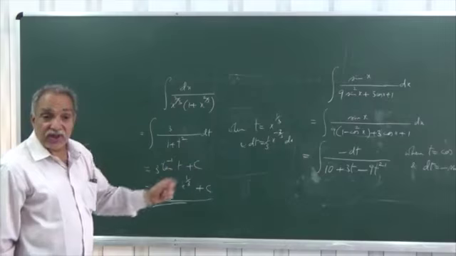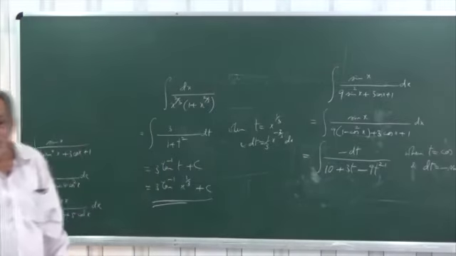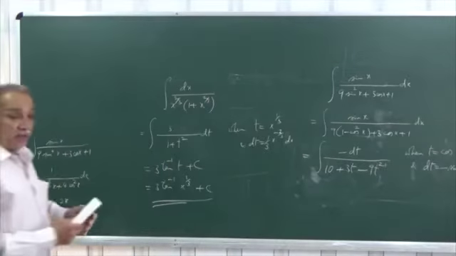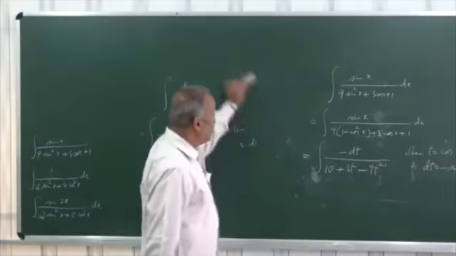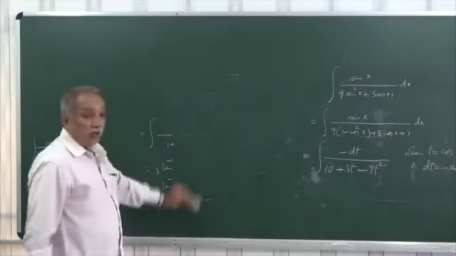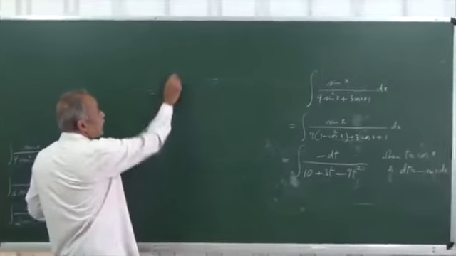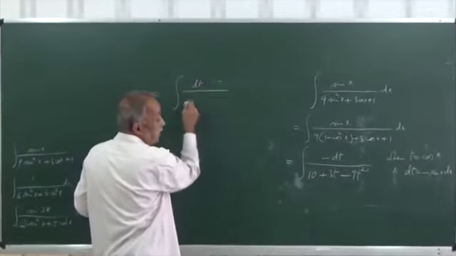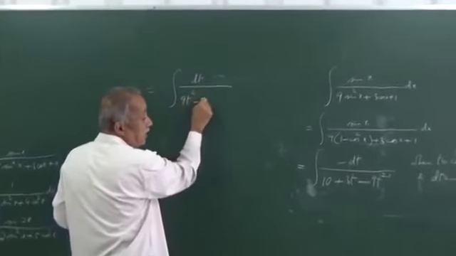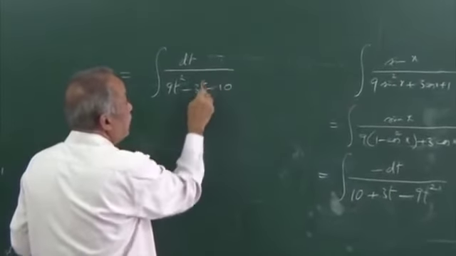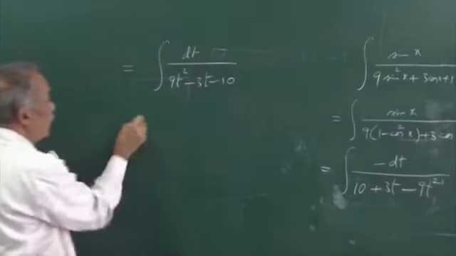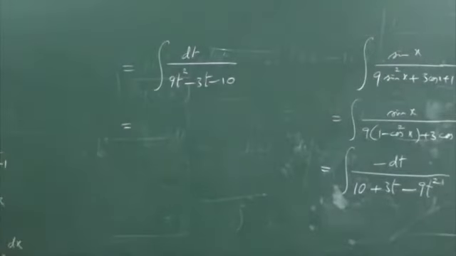Is this again a standard integral? Yes. It's an integral having a constant in the numerator and a quadratic in the denominator. It is nothing but dt by 9t square minus 3t minus 10. How to get the function integrated?